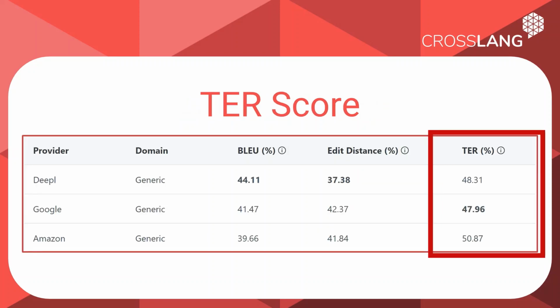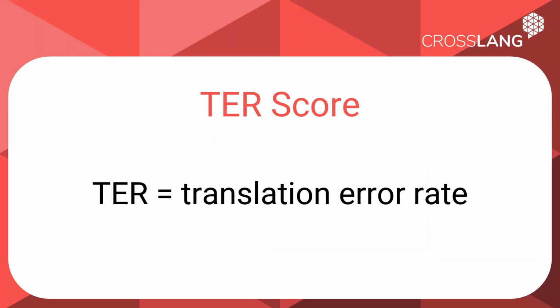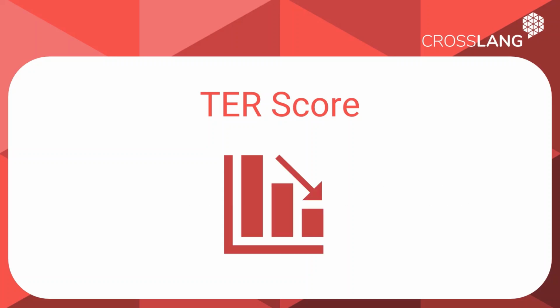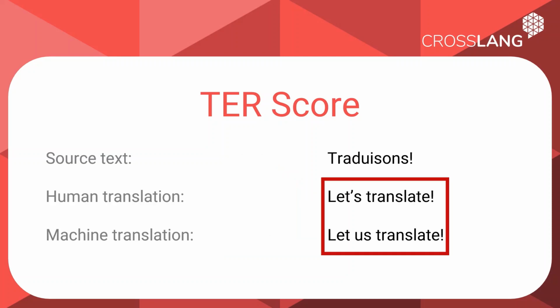Now let's discuss the last score in our table, the TER score. TER stands for translation error rate. The lower the translation error rate, the better the translation quality. The TER score is calculated in a similar way as the edit distance.